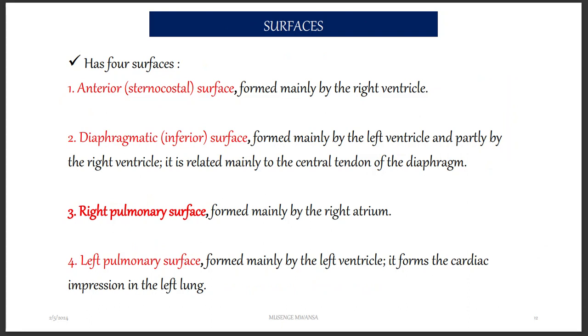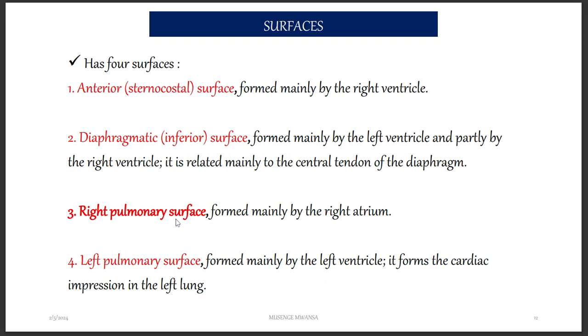The heart has also got different surfaces. You have the anterior surface, which is also known as the sternocostal surface, because it is in relation to the ribs and the sternum. It is mostly formed by the right ventricle. The diaphragmatic surface, which is also inferior, is formed mainly by the left ventricle because it's the one which lies on the diaphragm, and also a bit by the right ventricle.